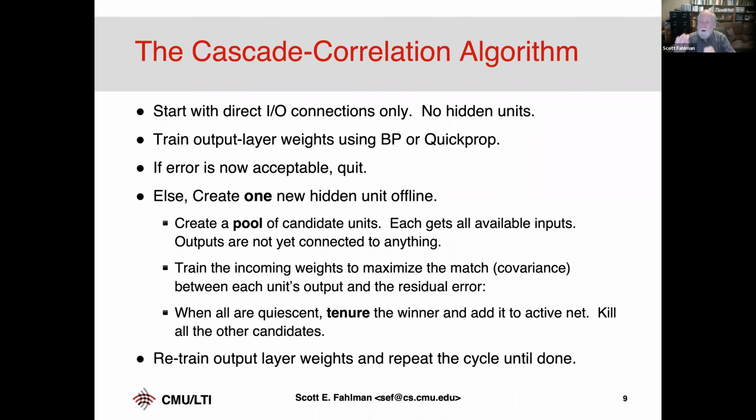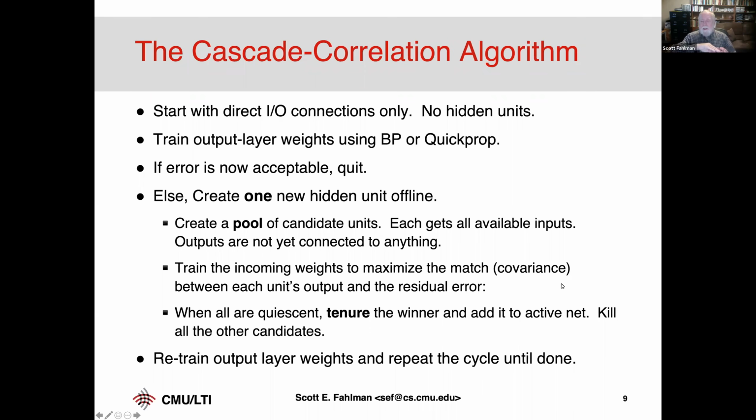Now, if you can correlate with the residual error, we can add you to the network and you can cancel some of it. Might be a positive or a negative correlation. Might be a positive or negative weight that you end up using. But if it's matching part of the residual error that you want to get rid of, you can now add it to the network, and it'll help cancel that. So you train the incoming weights to maximize the covariance between each unit's output and residual error.